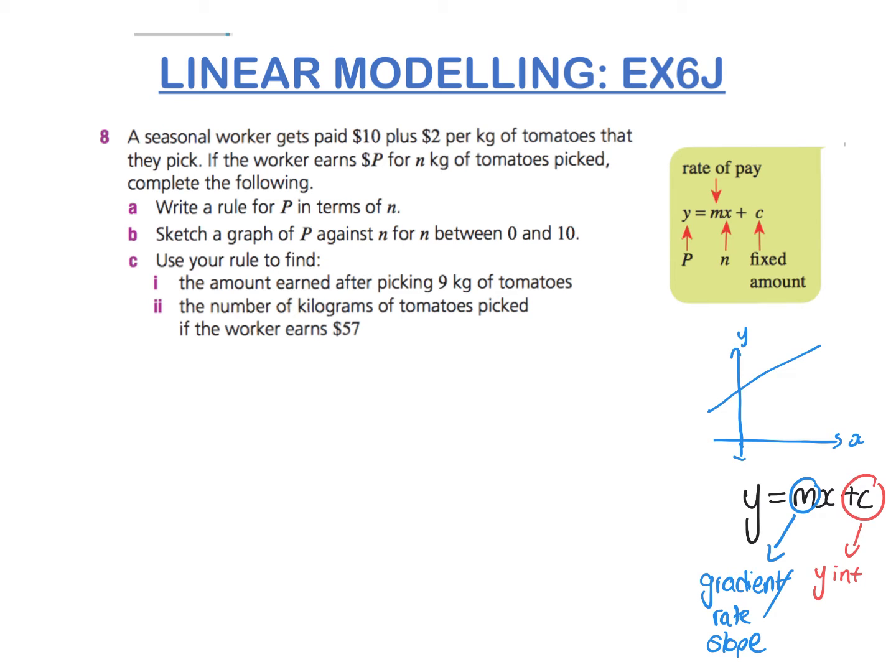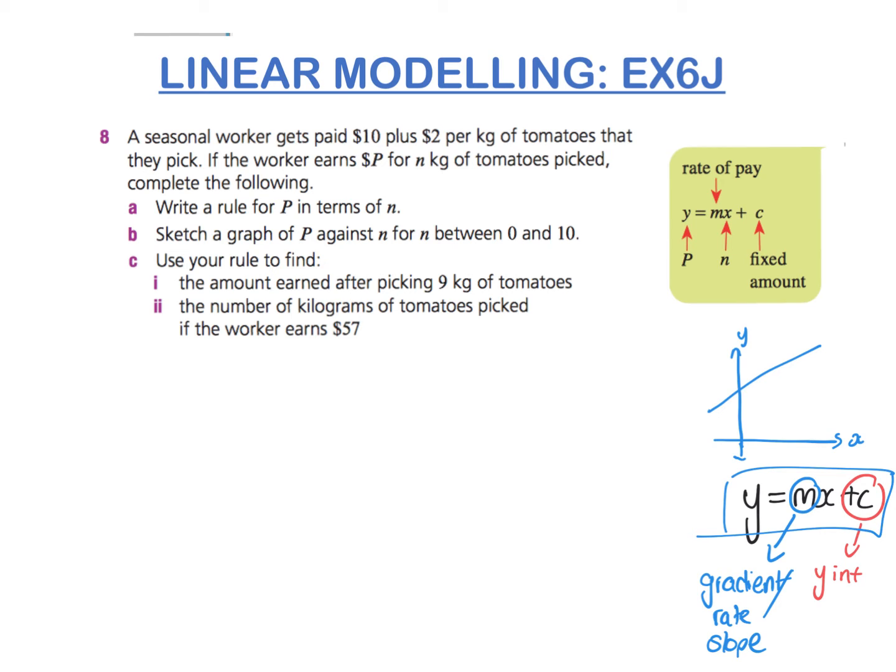Okay? So now we're going to show you how this straight line formula can be used in application questions, so in worded problems. So let's have a look at this one we've got here. It says a seasonal worker gets paid $10, so he gets $10 plus $2 per kilogram of tomatoes that they pick. If each worker earns P amount of dollars for N kilos of tomatoes picked, complete the following.